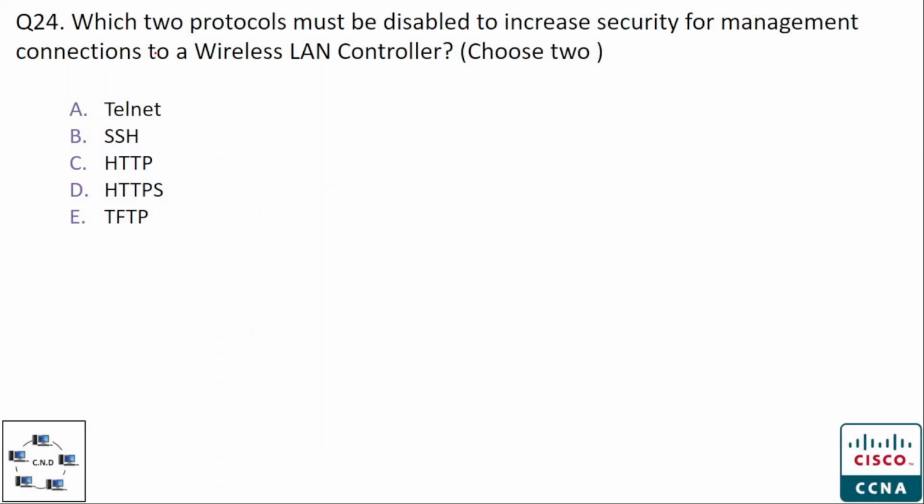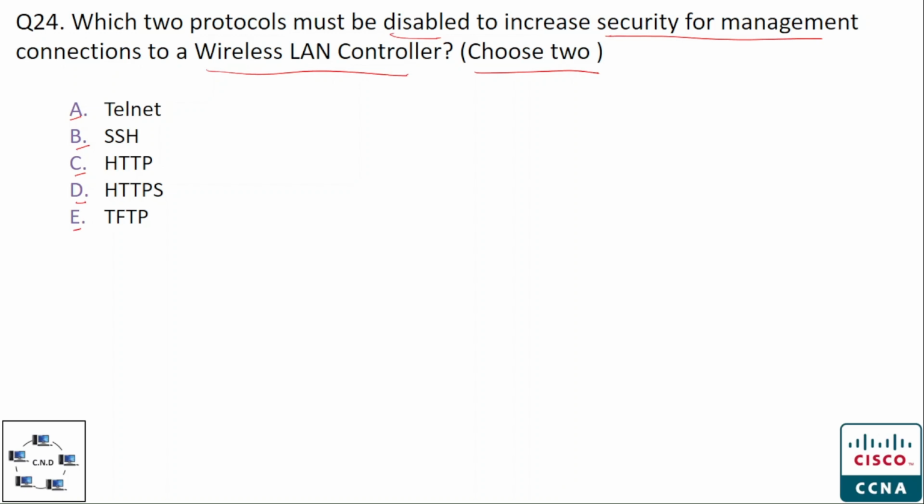Question number 24. Which two protocols must be disabled to increase security for management connection to a wireless LAN controller? Choose two options. And the options are option A telnet, option B SSH, option C HTTP, and option D HTTPS, while option E is TFTP.